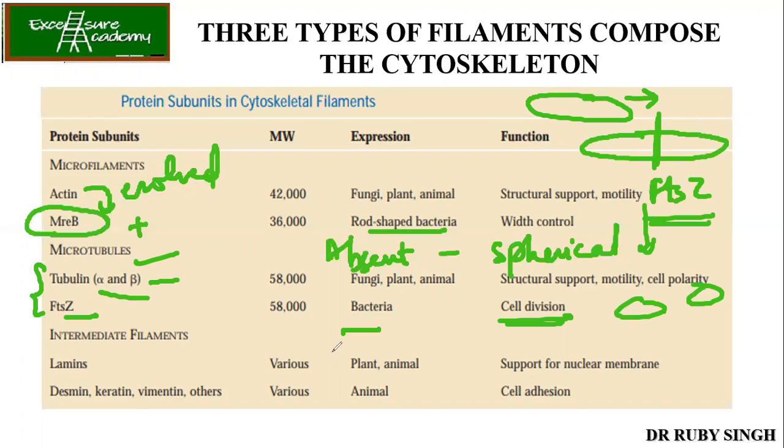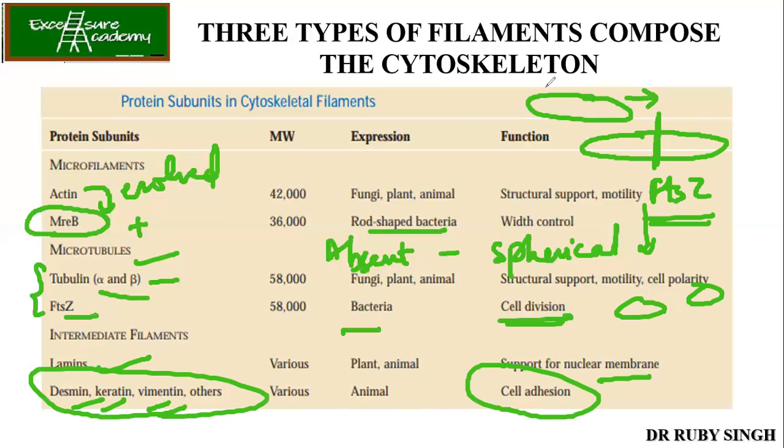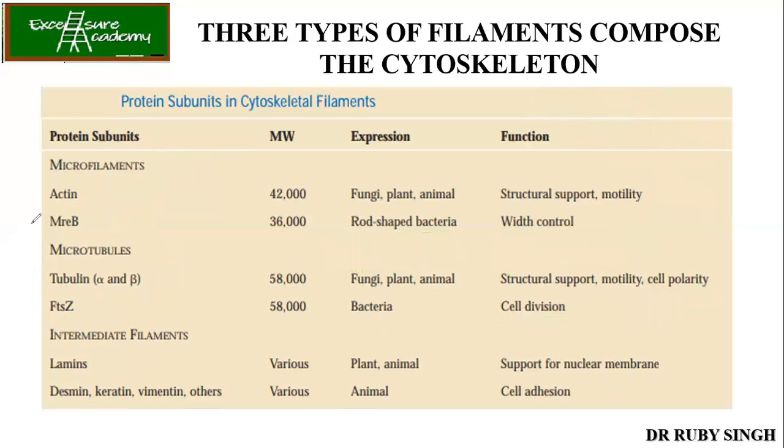Then we have intermediate filaments: lamins, as I said, are present in the nuclear membrane. Then we have desmin, keratin, vimentin, which are present for cell adhesion. When we talk about cellular junctions, the desmosomes, hemidesmosomes, gap junctions, tight junctions, there we will talk about these IFs. Okay, is this table clear? Please remember about MTs and FtsZ. It is very, very important with respect to Part B of your CSIR exam. Many times this question has come.